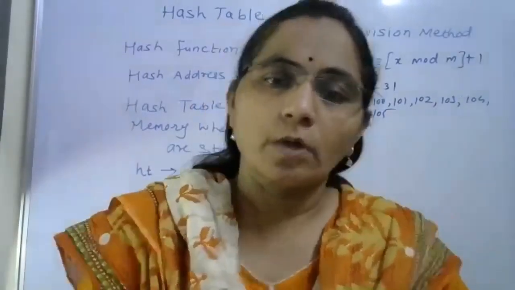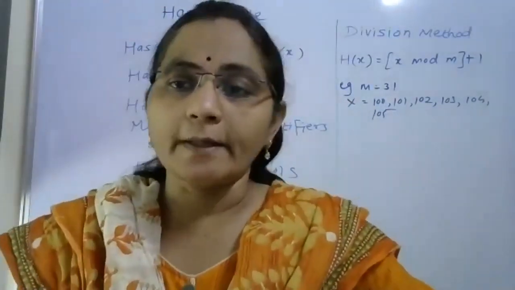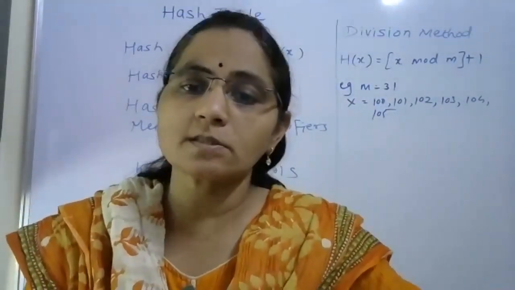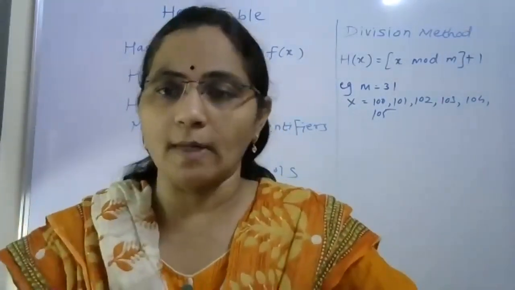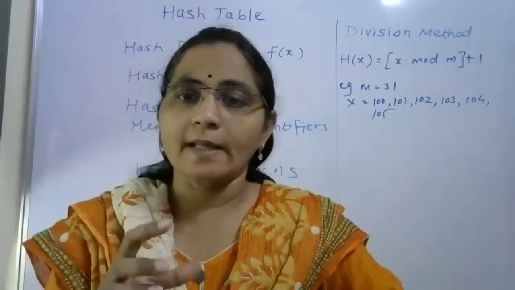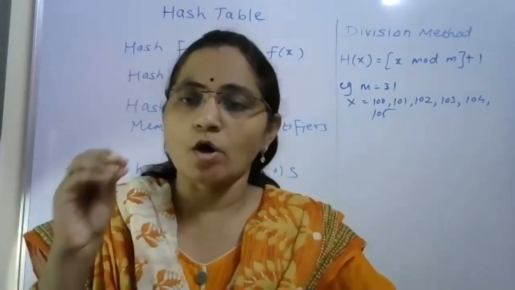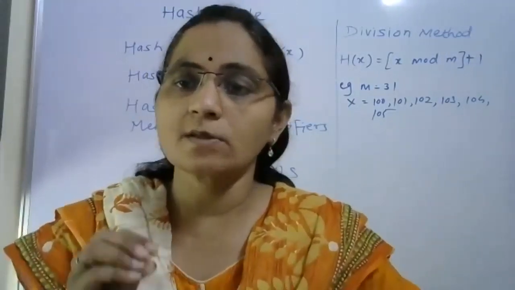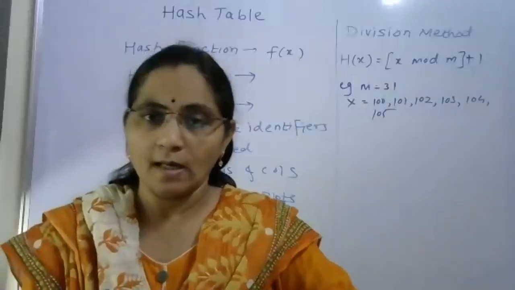Yes, ma'am. Okay. So in case of the hash table, the address of an identifier is generated using some mathematical formula. Address of identifier means the address of any variable, which is computed using a particular mathematical formula.